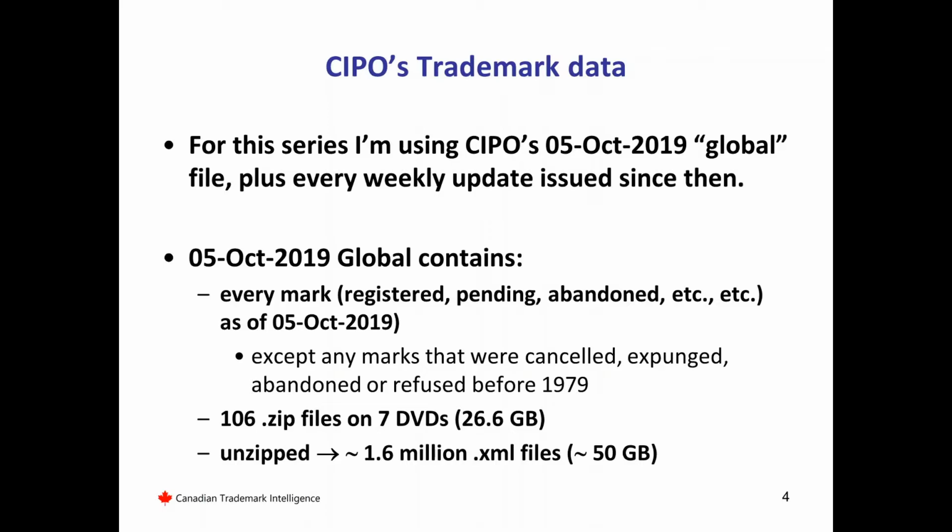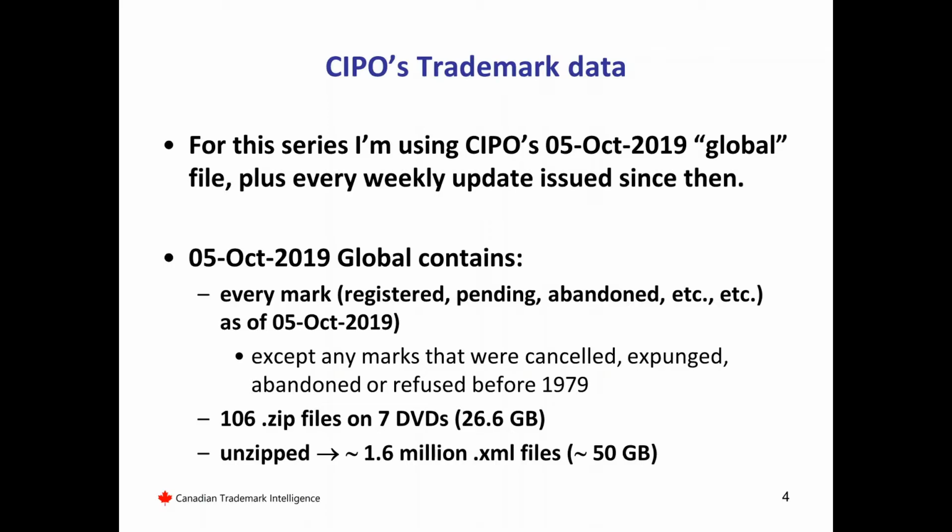For this series, I'll be using CIPO's 5 October 2019 global release, plus all of the weekly updates that CIPO has issued since then. That 5 October 2019 global contains one XML file for every trademark, that's registered marks, pending applications, abandoned applications, etc., as of the 5th of October 2019.